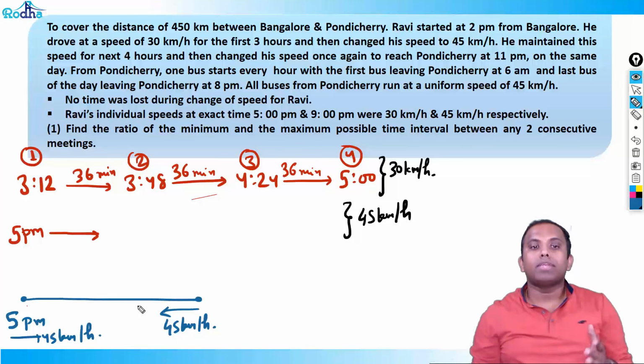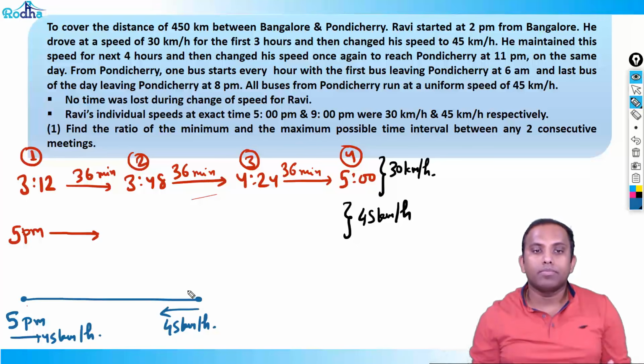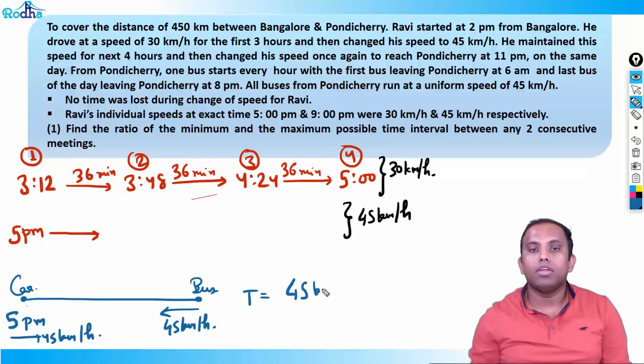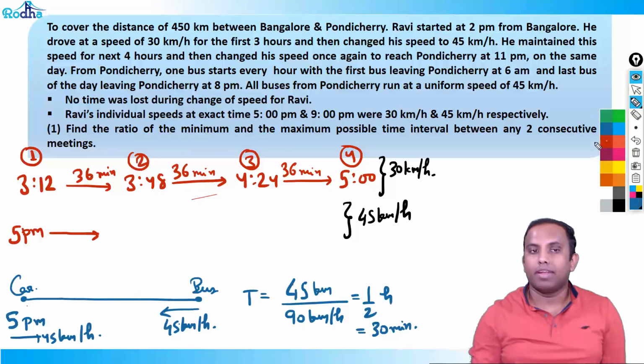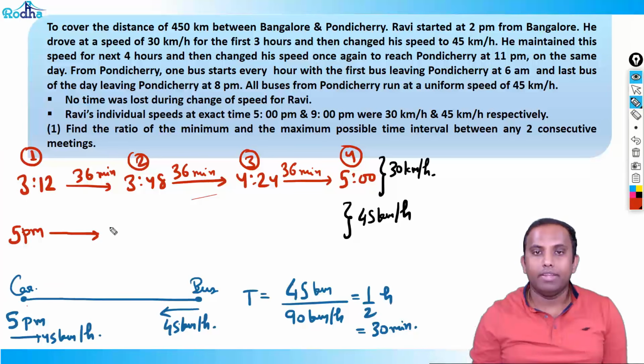Okay, so how much time will I take to meet? This is the bus, this is the car. Time is distance by speed. A distance of 45 kilometers to be covered at the speed of 45 plus 45, that is 90 kilometers per hour. That is half an hour, that is 30 minutes. Right, so very easy now. So at 5 p.m. I'll meet the next bus at 5:30. I'll meet the fifth bus at 5:30.